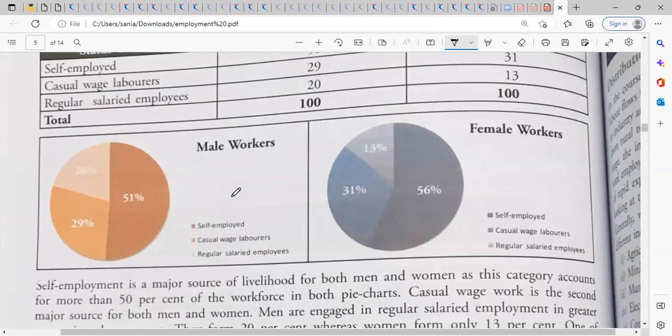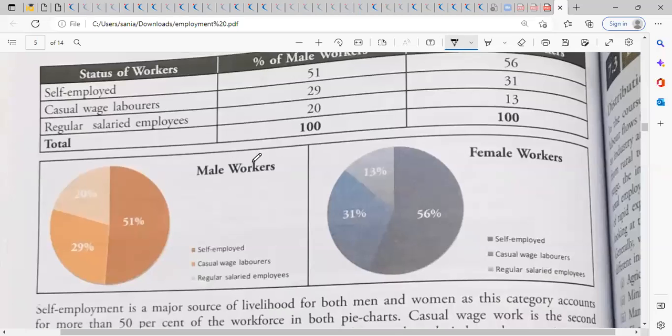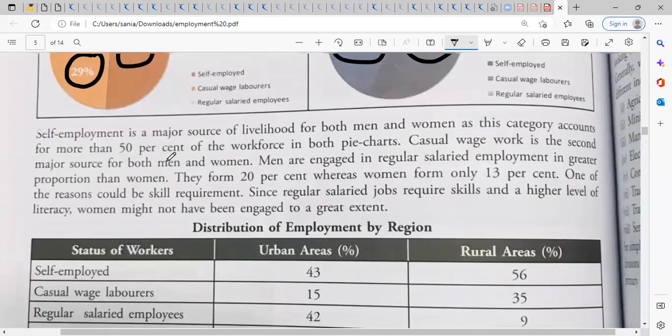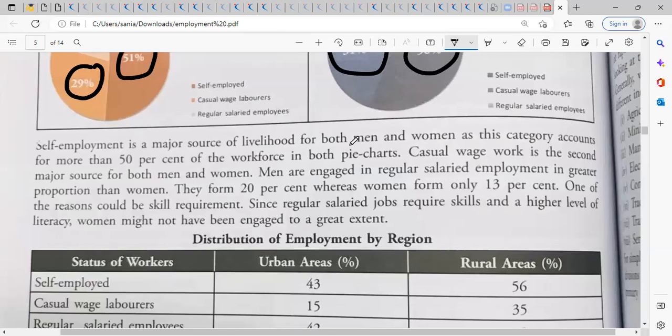Now we are distributing it like this: self-employed, for male and female. For male, self-employed is 51%, right? But for female, 56% are self-employed. Coming to casual labor, it is 29 for male and 31 for female. And for regular, it is 20 and 13. So you can see self-employed, among both men and women, accounts for more than 50% of the workforce in both pie charts. Casual wage work is the second major source for both men and women.